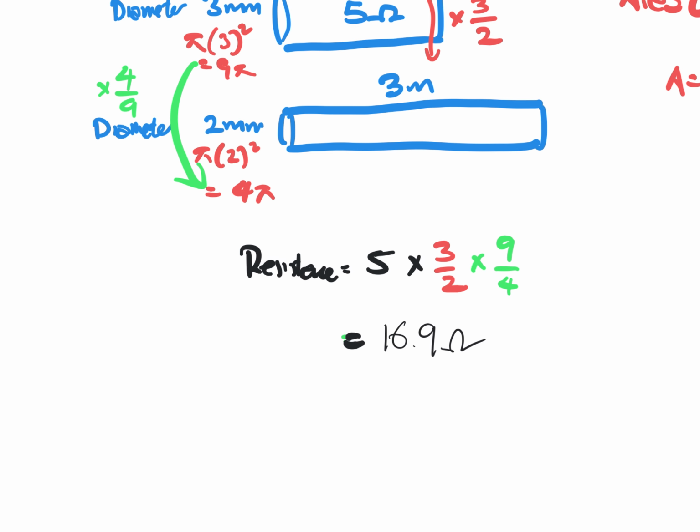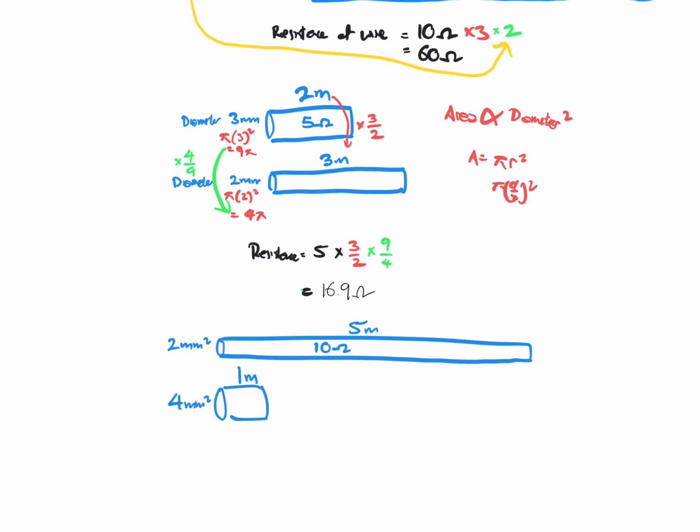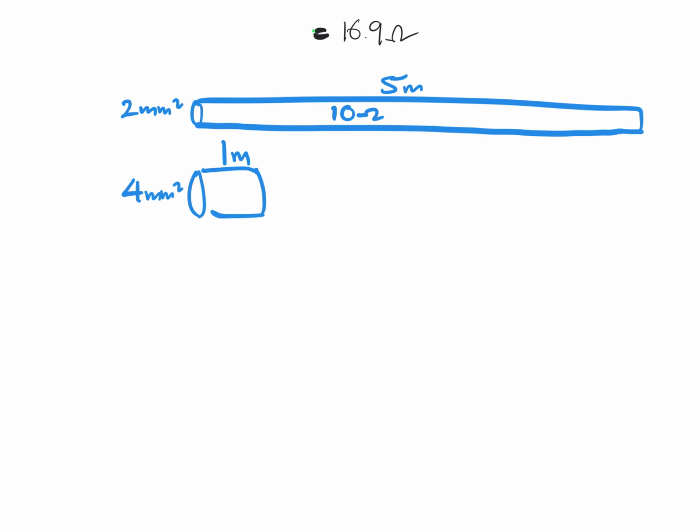All right, let's try one last one before we go. Let's see if we can catch the logic without much calculation. This is 10 ohm. If you want, pause it now and take a look at it. This is 10 ohms. This over here is the same material, but it is only 1 meter, and my cross-section area is 4 mm squared. How would you do it?